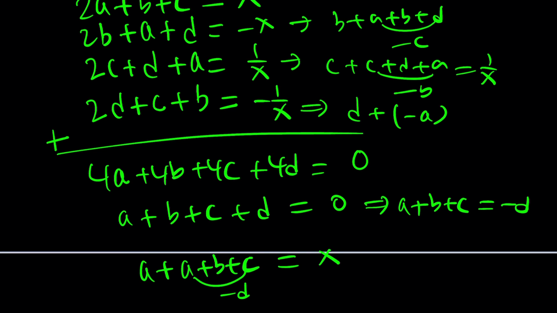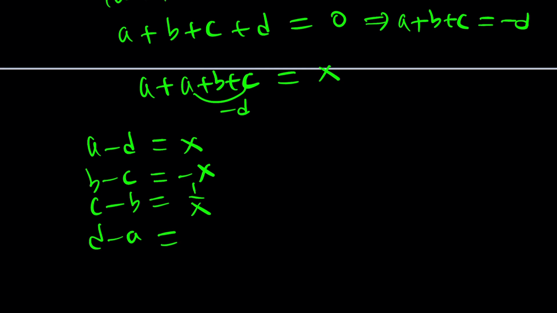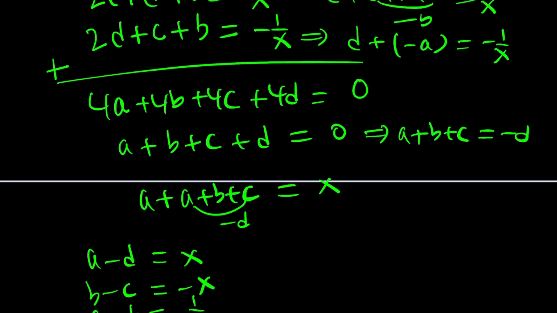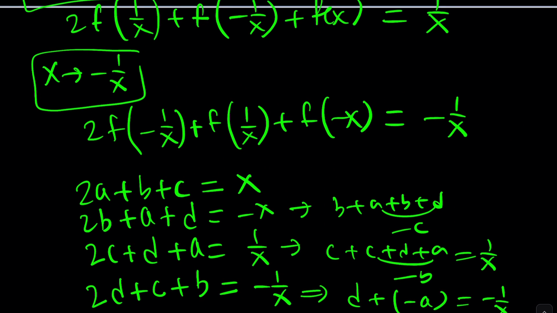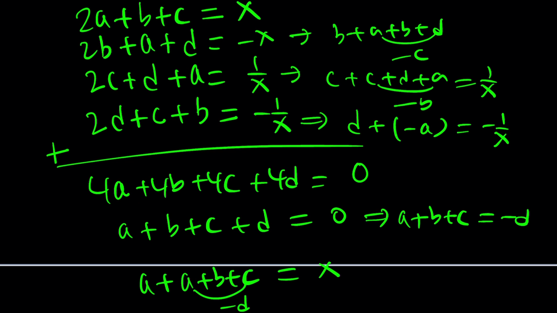BCD is negative 1 over x. So d minus a is negative 1 over x. This is kind of interesting because a minus t and d minus a are supposed to be opposites, so we shouldn't be getting something like this. Maybe we're going to arrive at a contradiction. Anyways, I can try a different method maybe for this equation or system.